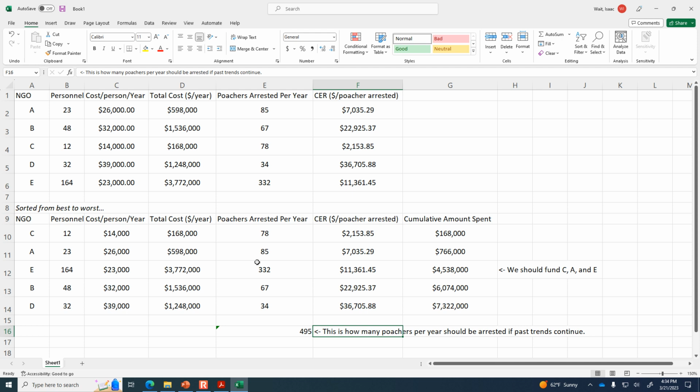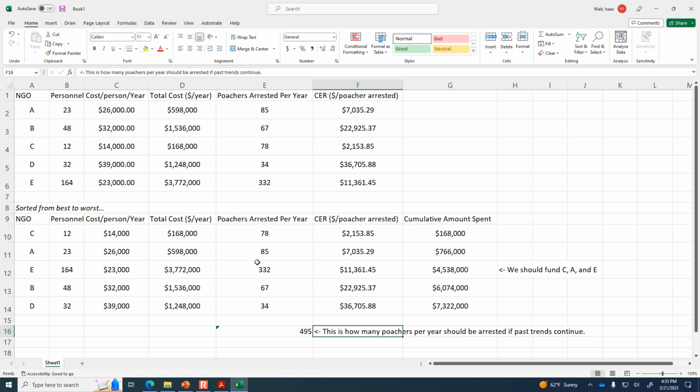So remember, engineering economy is all about comparing alternatives. The alternatives that we had in this case were different organizations. They have their own different procedures and their own expenses. But they're all producing the same thing, and the thing that they're producing is arrests. So whether it's passport applications being processed, or in this case, illegal poachers being arrested, we assume, in order to compare them, that their effectiveness is simply the number of things that they're doing.